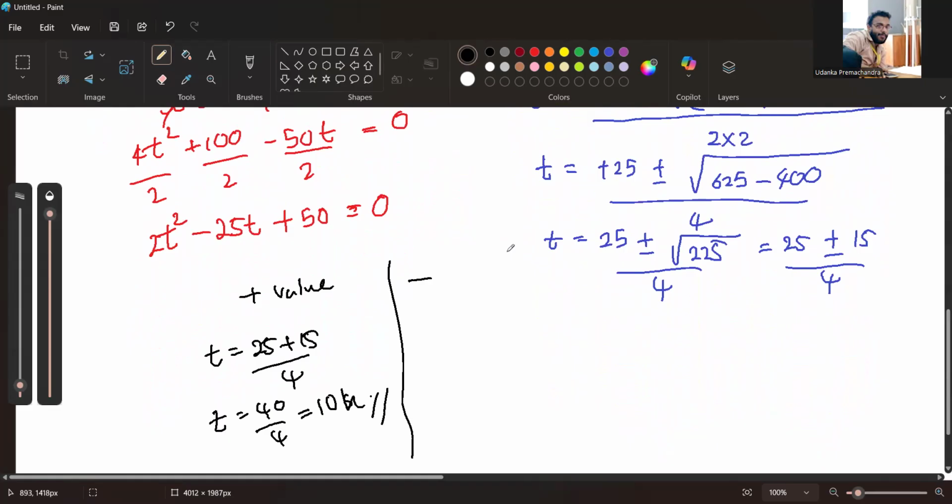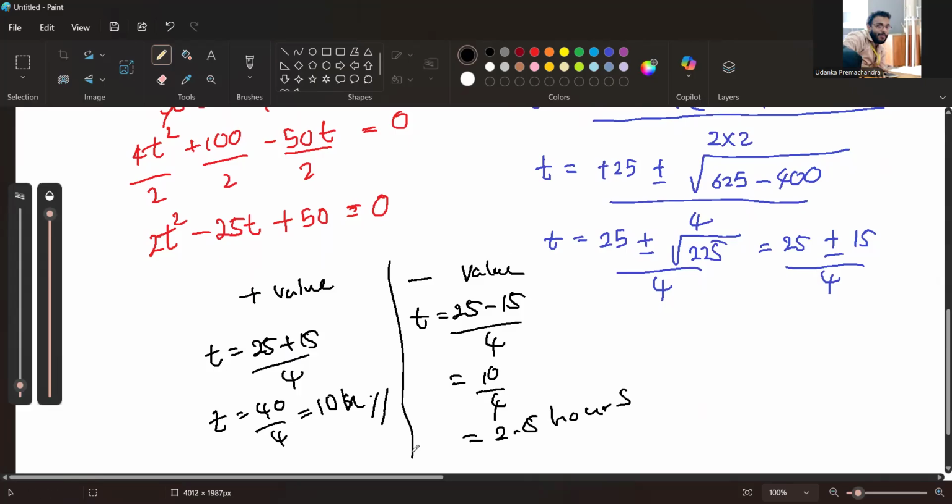If you consider the minus value, t equals 25 minus 15 over 4. 25 minus 15 is 10, 10 over 4 is 2.5 hours. Okay, these are the answers. One is 2.5 hours, the other one is 10 hours. There are two answers.